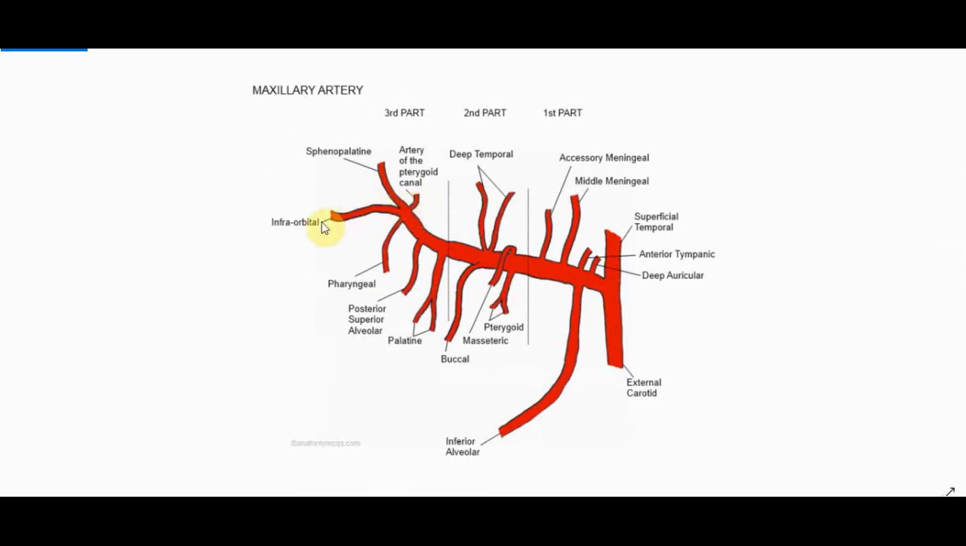Then we have the infraorbital. Then we have the pharyngeal. Then we have the posterior superior alveolar. Then we have the greater palatine.